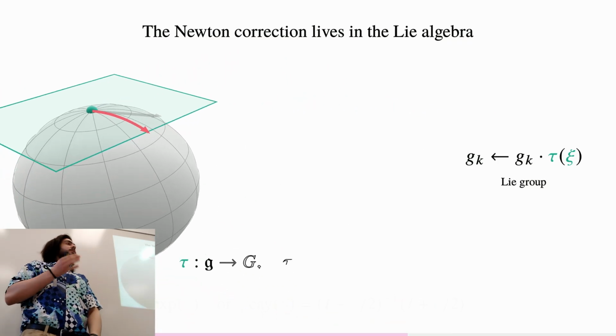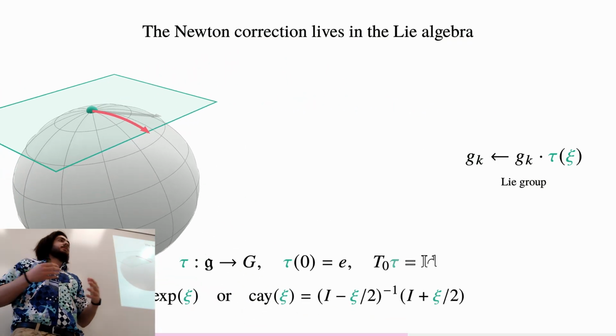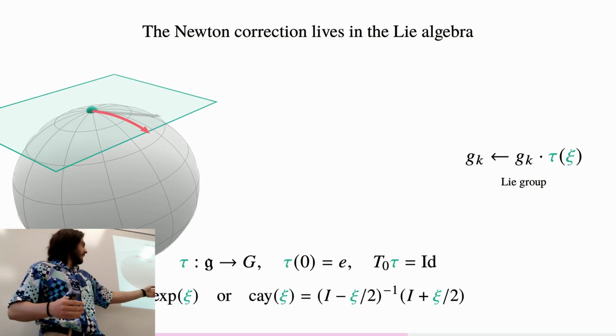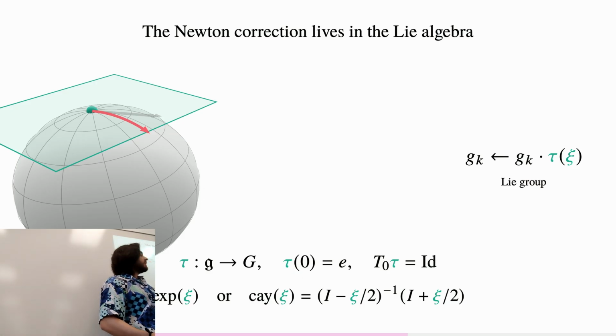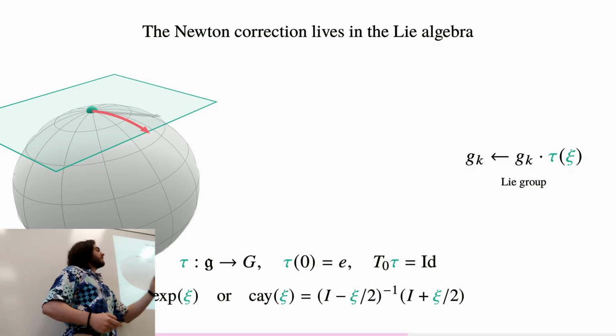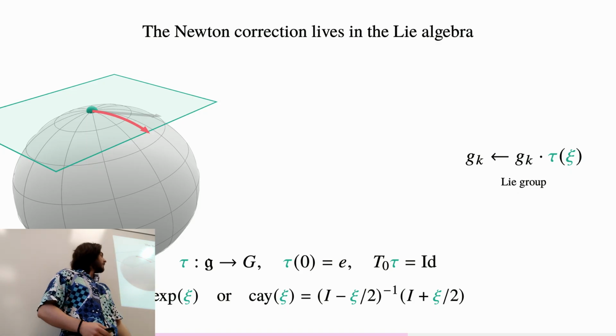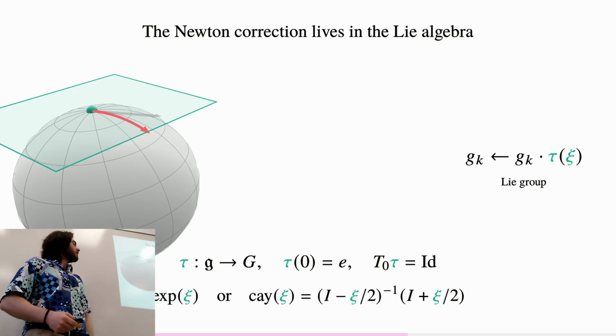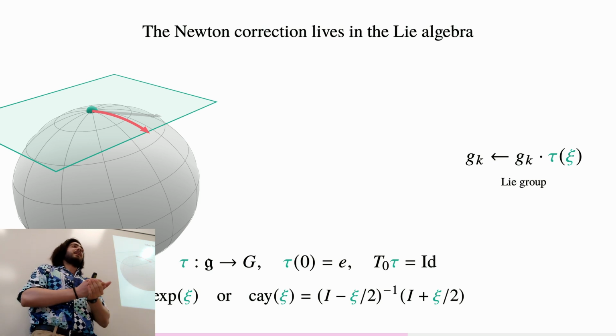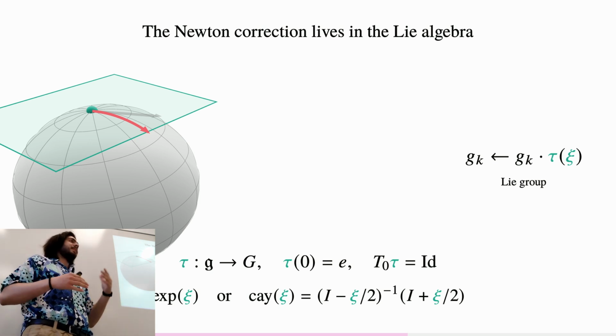And really, there is no one true retraction. For our purposes, any smooth map that has the correct signature, that maps 0 to not doing anything, so the identity, and that is linear around the origin, can serve as a retraction. The classic example is the exponential map, but for matrix Lie groups, the Cayley map might be more convenient. Really, the point is that we have this local association between the tangent space and the group.